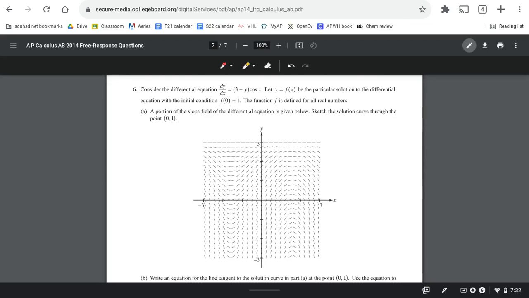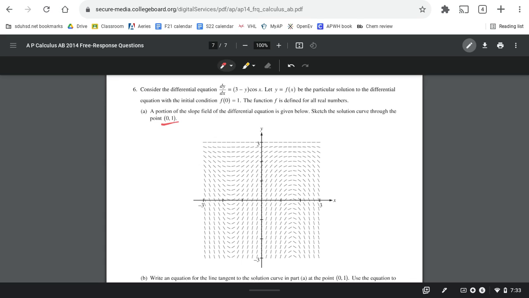This is number 6 from the 2014 AB exam, a question on differential equations. It tells us to consider the differential equation dy/dx equals quantity 3 minus y times the cosine of x. And we are first asked to sketch the solution curve given the slope field of this differential equation. We want to do so through the point (0, 1).